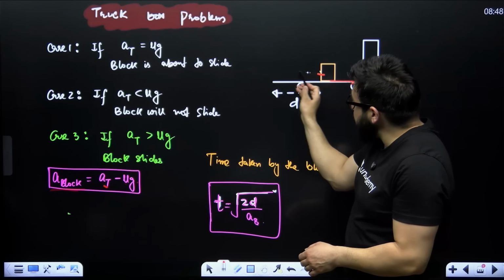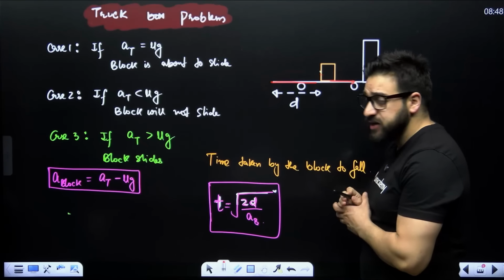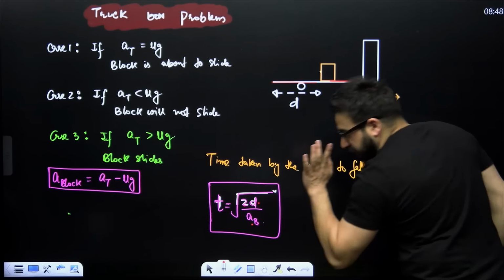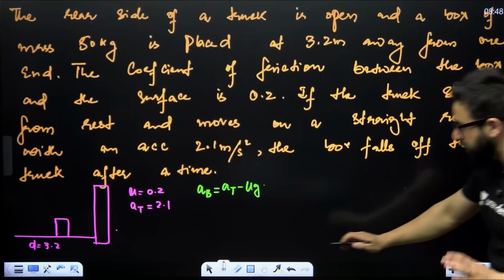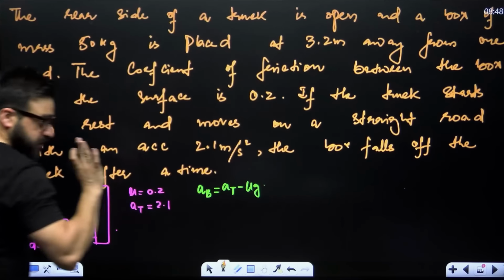Now when it slides, it will take some time in falling down. Let's suppose this distance is d. How much time does it take in falling down? It is the square root of 2d divided by the acceleration of the block. Take a look at the question. This is the question over here. You can read the question from your end; I'll be directly explaining.